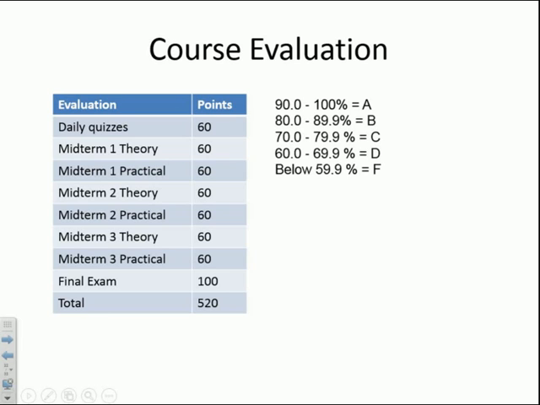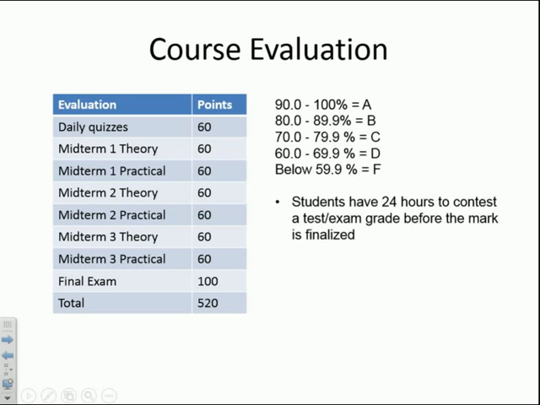The overall grade distribution is as such. Anyone receiving a 90.0 to 100% will receive an A in the class, 80 to an 89.9 a B, and so forth for C, D, and finally F. A couple of important notes to make at this point in time related to course evaluations.